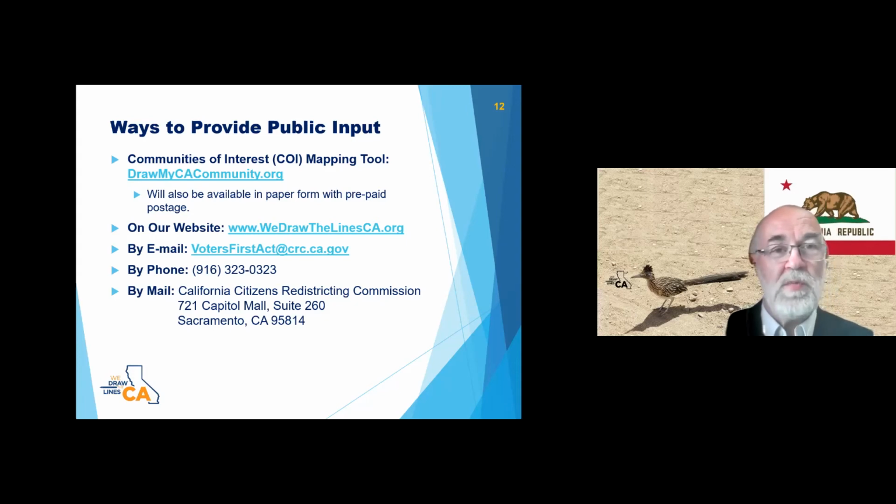People can also submit input using our brand new communities of interest mapping tool, drawmycacommunity.org. We've had getting close to 300 submissions so far through that new online tool. We will also be making available a paper-based version of that tool with prepaid postage. We hope to get that into local libraries and other locations around the state soon.